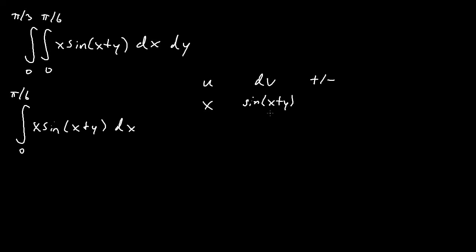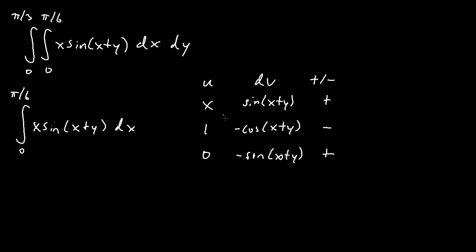So on the u column we derive, on the dv column we integrate. So the derivative of x is just 1, and the derivative of 1 is 0. Now the integral of sine of x plus y. Now remember, we're integrating with respect to x only, so y is going to be a constant. So the integral of sine of x plus y is negative cosine of x plus y. And the integral of negative cosine is just negative sine of x plus y. And then we obviously start with the plus and go minus and then plus.